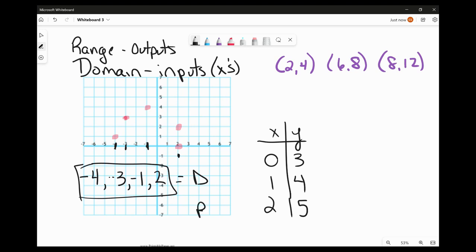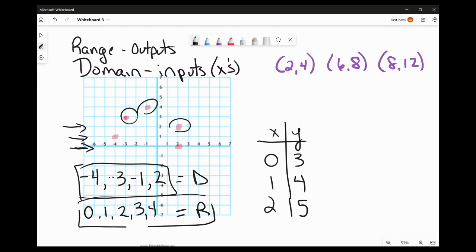If I was looking at the range, let's say I want to see what the range is. I'm going to talk about what Y values it hits. So again, I'm going to look here. It hits at 0. It hits at +1. There's a point with a Y value of +2. There's a point with a Y value of +3 and +4. So my range would be 0, 1, 2, 3, and 4.